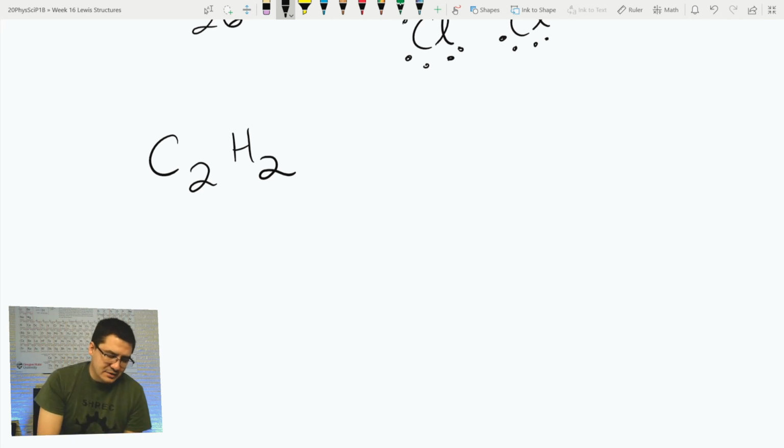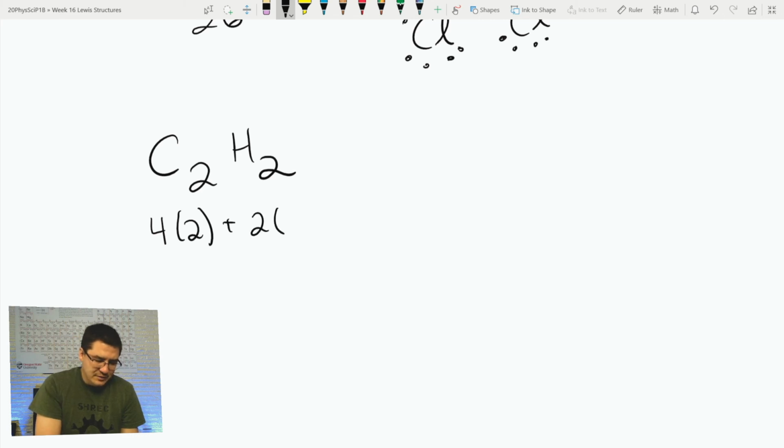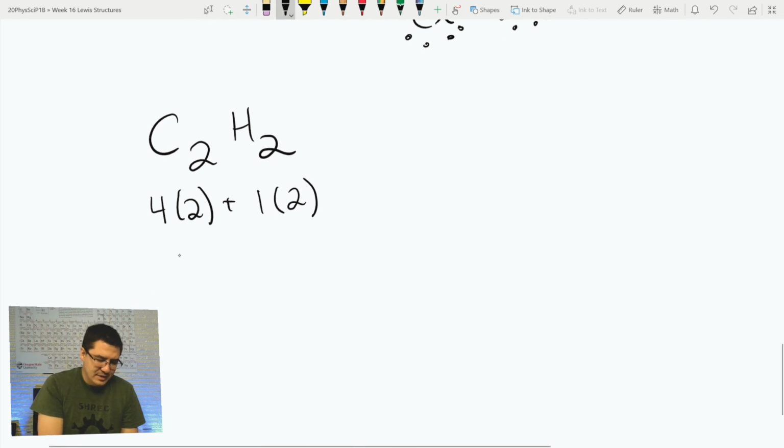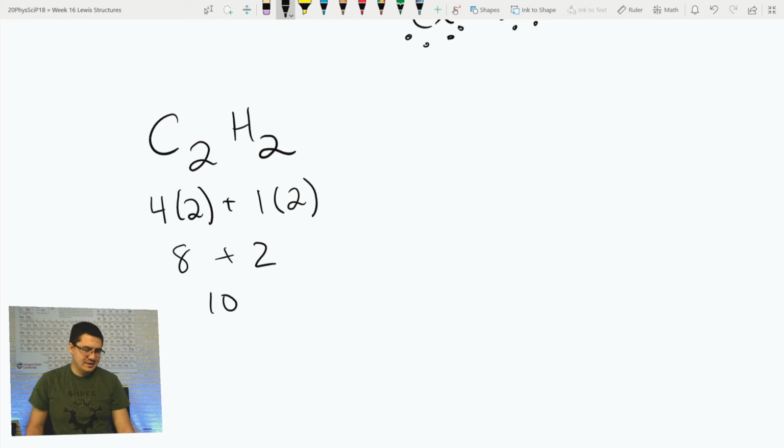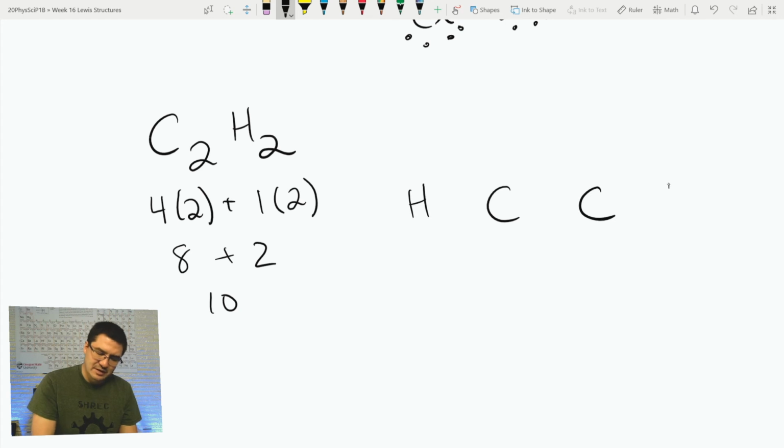So C2H2: carbon is in group 4. Hydrogen's the little one. It's in group 1, and I have 2 of them. So that's 8 plus 2 for a total of 10 valence electrons. Okay, I can help out with acetylene. I know the carbons are in the middle, and the hydrogens are on the outside.